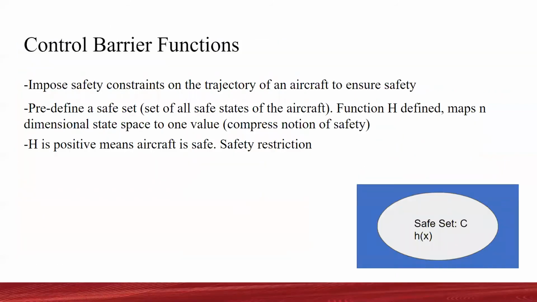The next part of the project focused on control barrier functions, which are a method that imposes safety constraints on the trajectory of an aircraft in order to ensure safety. There is a predefined safe set, which is the set of all safe states of the aircraft, and a specific function h is defined, which maps the n-dimensional state space to one value, which is the notion of safety. As long as h is positive, it means that the aircraft is safe. And this safety restriction is checked throughout the entire length of the experiment in order to ensure the safety of the aircraft.